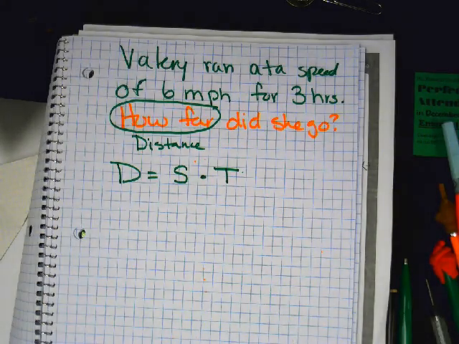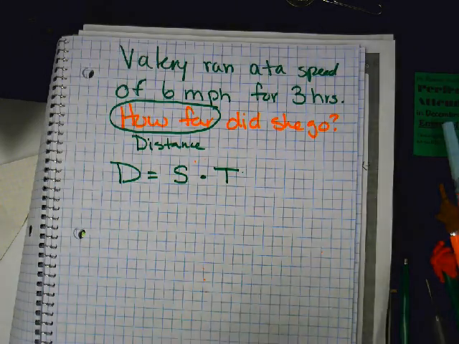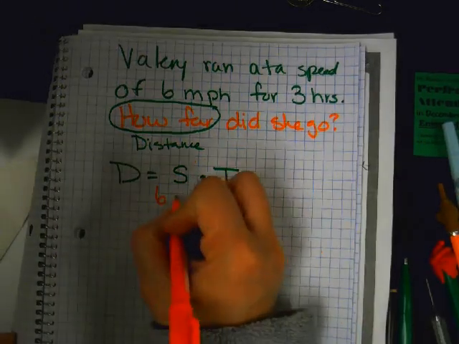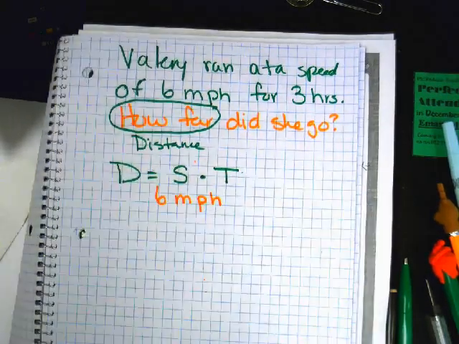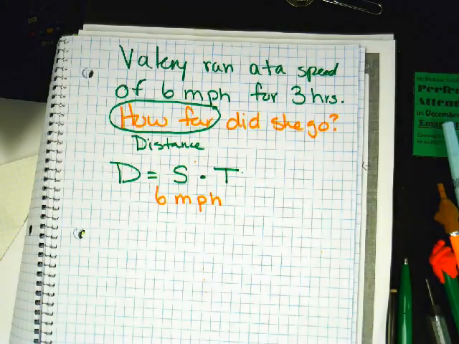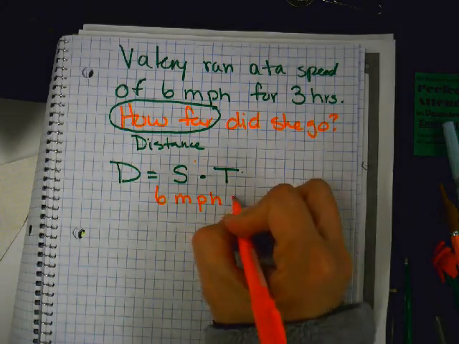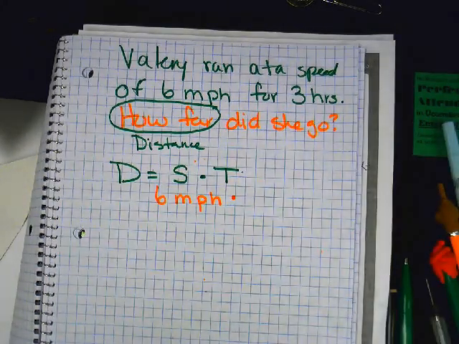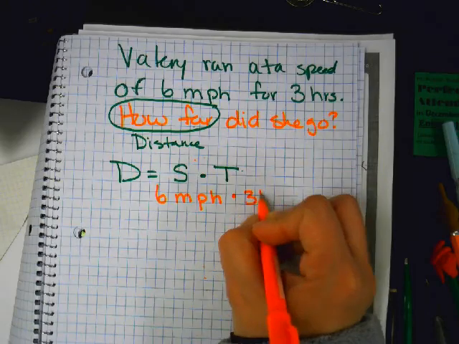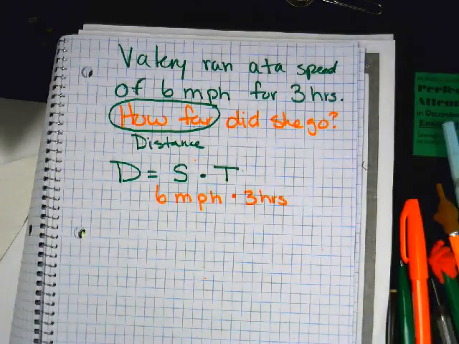What's my speed? Go back to the problem. What's my speed? 6 miles per hour. All right, write it down. You're going to write 6 mph. Write down the units. If you write down the units, it's easier to plug them into your answer later. Times, what's my time? 3 hours. All right.